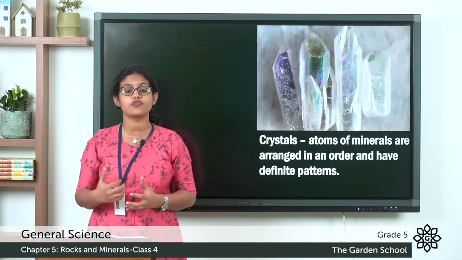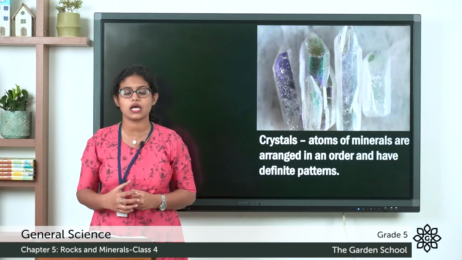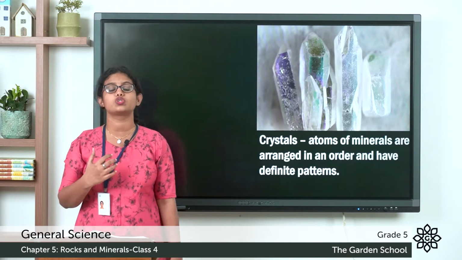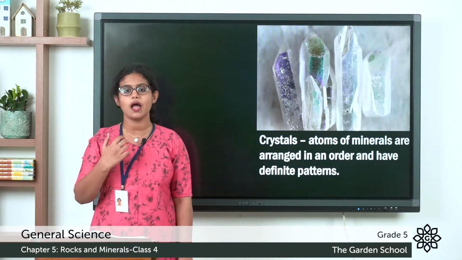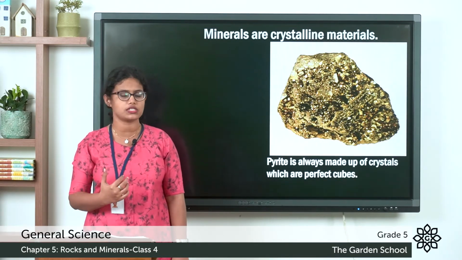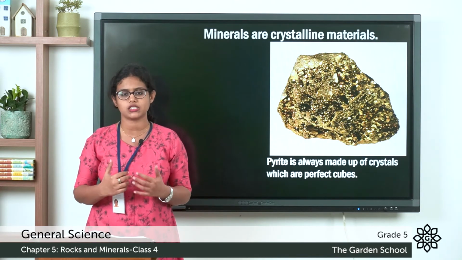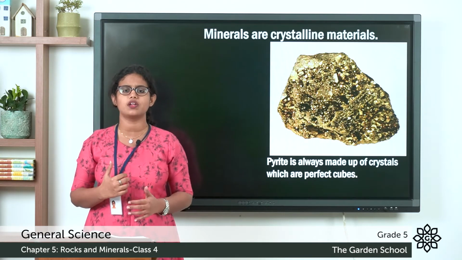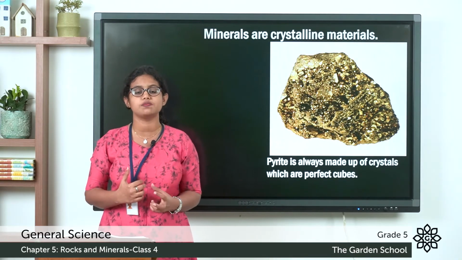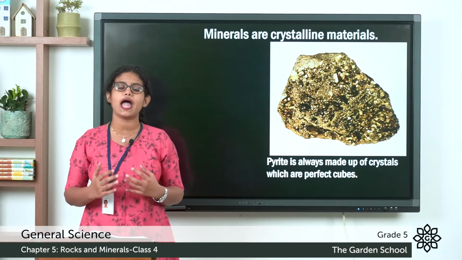These crystals are formed of pure substance. Do you know what a pure substance is? Pure substances are substances which contain only one kind of atom. So crystals are solids which have a definite shape and pattern. We know that all minerals are made up of crystals. That is why we say minerals are crystalline materials, which means that every mineral is made up of a specific kind of crystal which has a definite pattern and shape.